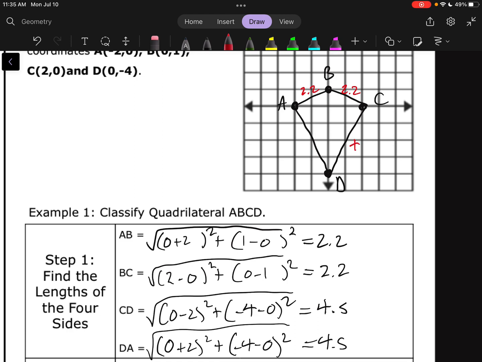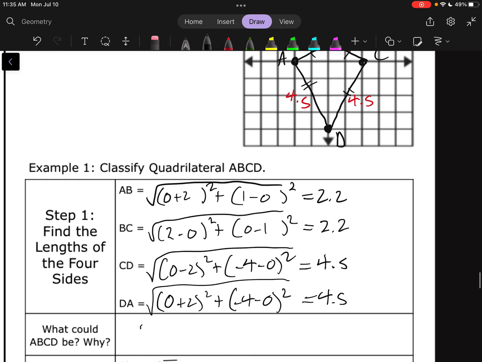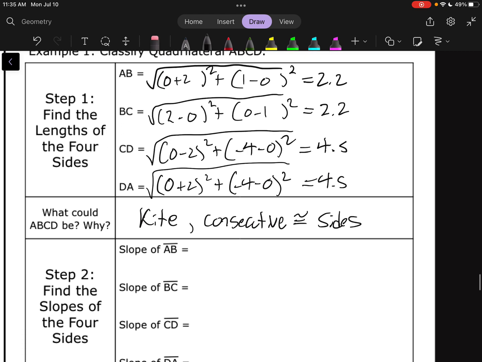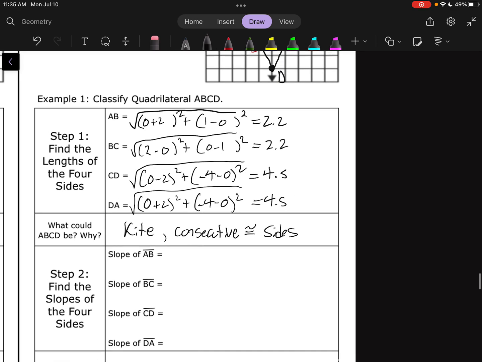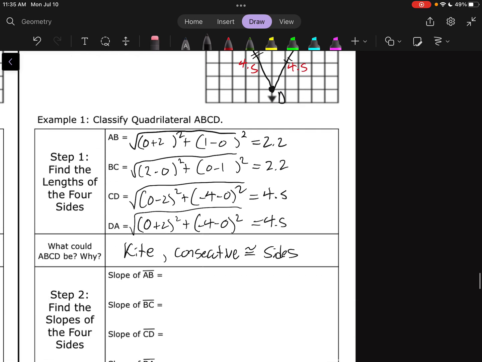So this is kind of interesting. Honestly, at this point, I kind of already know what this thing is. The only type of quadrilateral that has those consecutive sides being the same but not opposites is the kite. So for my reason, I will say consecutive congruent sides. Let's still go through the process, though, of finding the slopes just to make sure.